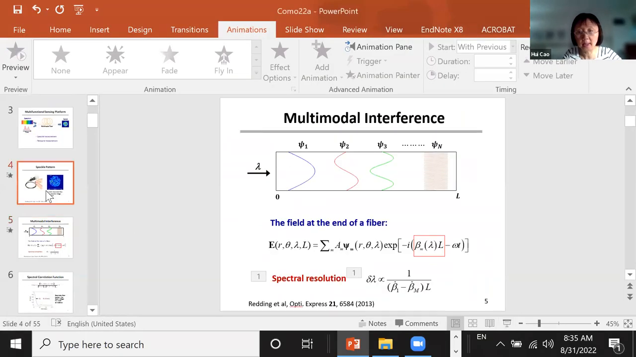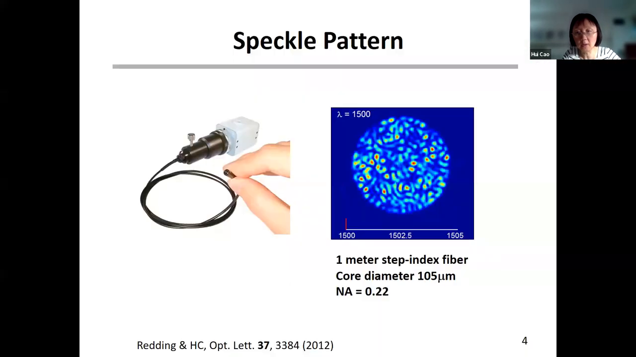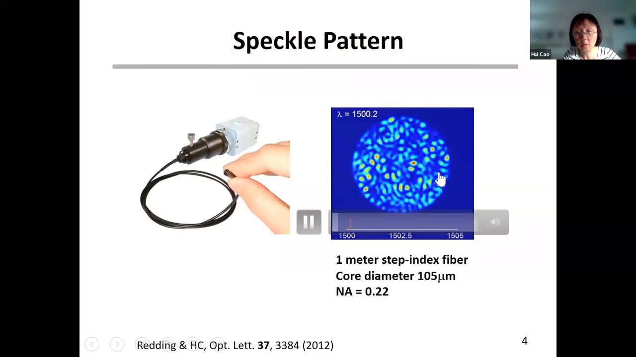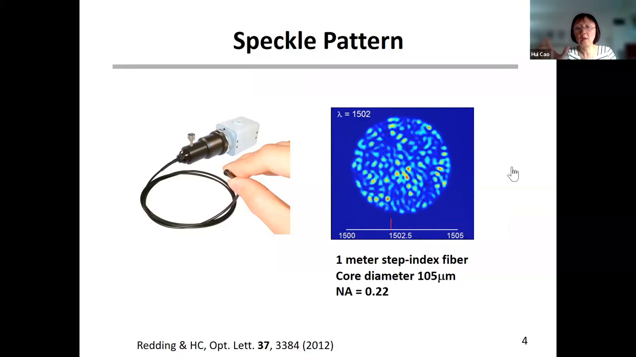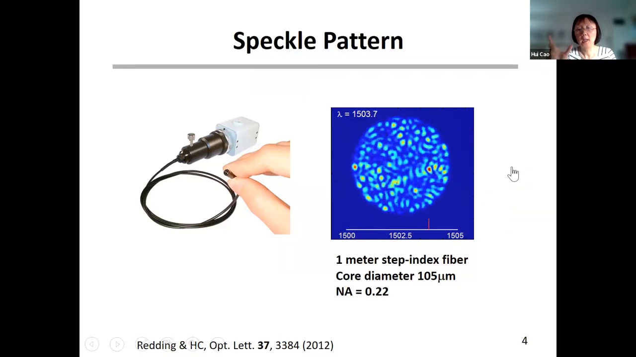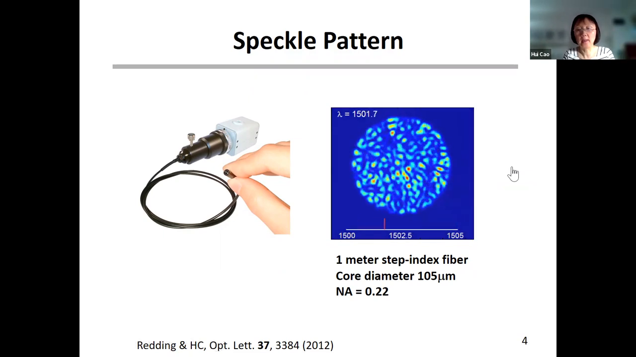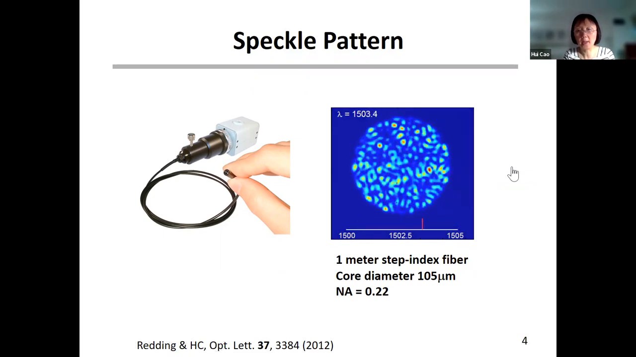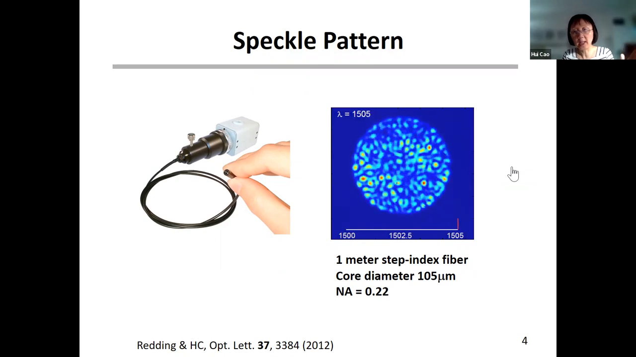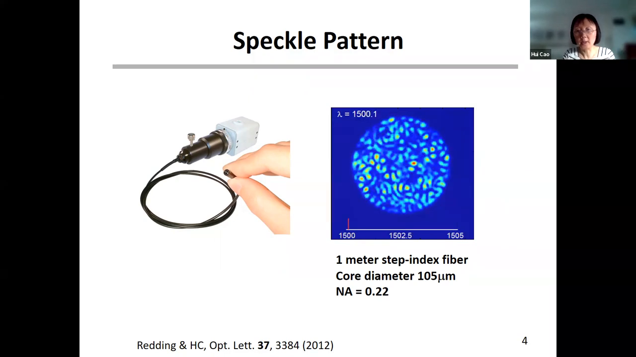Let me try to see whether I can play this video. Okay, good. So this is a commercial fiber, 1 meter, step index fiber, from Thorlabs. The core diameter is about 100 micron. So you see that as we scan the frequency, this spectral pattern changes with time.